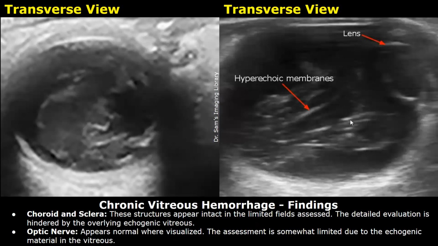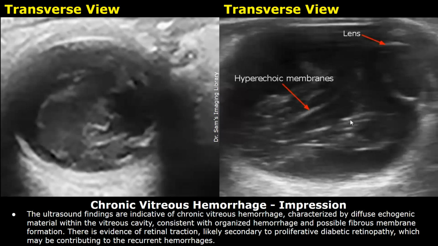Choroid and sclera: these structures appear intact in the limited fields assessed. The detailed evaluation is hindered by the overlying echogenic vitreous. Optic nerve appears normal where visualized. The assessment is somewhat limited due to the echogenic material in the vitreous.